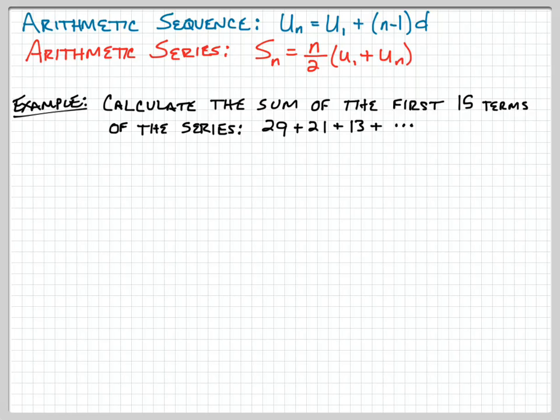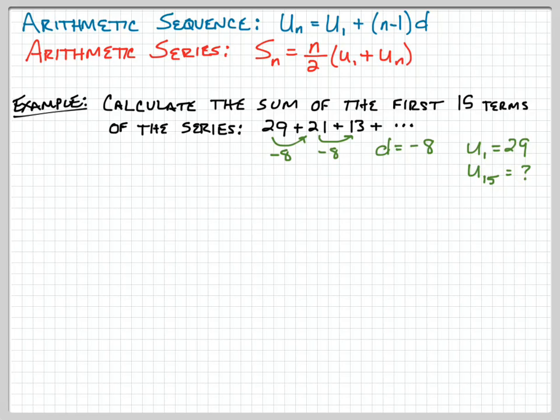So, first thing we need to figure out when we're calculating this is what is the common difference. As we go from 29 to 21, we're subtracting 8. As we go from 21 to 13, we're again subtracting 8. So we can say that our common difference is negative 8. We also know that our first term is 29. But what is our 15th term, our u of n?